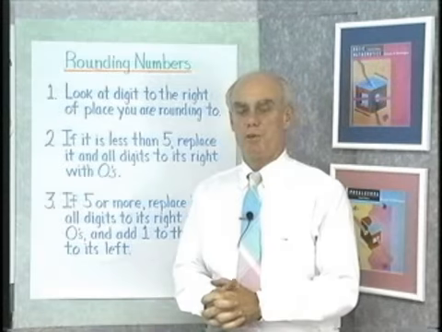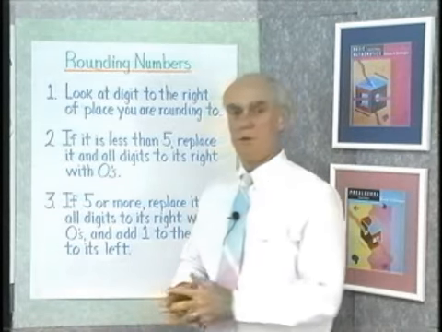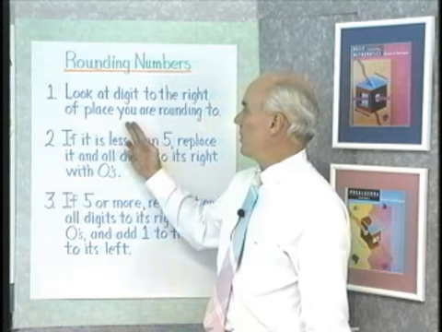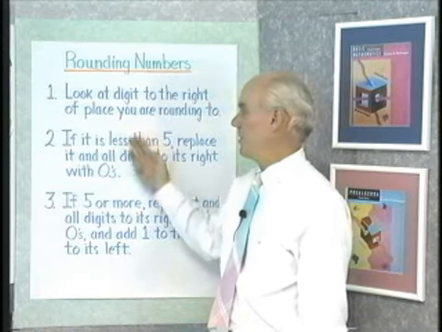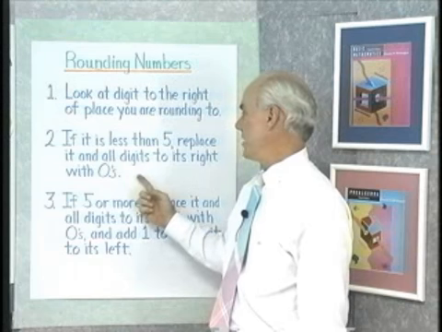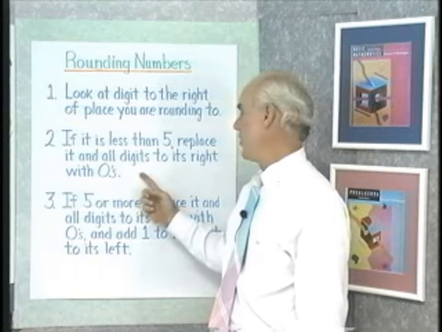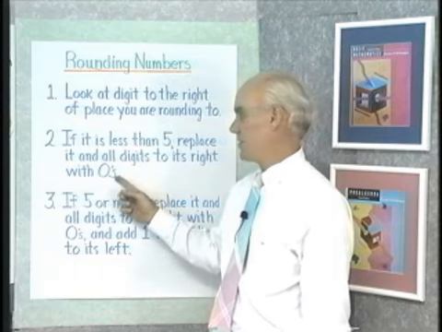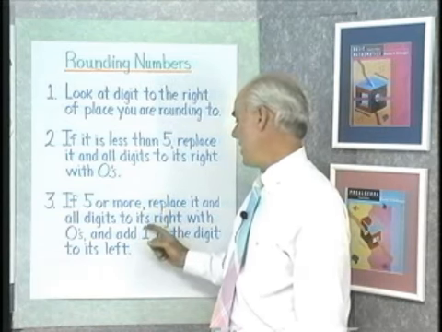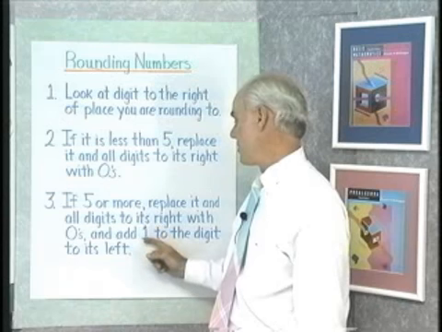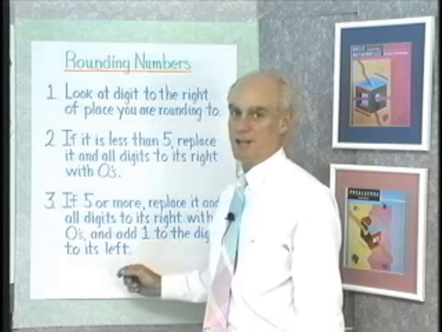In this section, we want to look at rounding numbers. I've written the rules for rounding over here on the board. Number one, we want to look at the digit to the right of the place we are rounding to. Number two, if that digit is less than 5, we replace it and all the digits to its right with zeros. On the other hand, if it's 5 or more, we replace it and all digits to its right with zeros, and we add 1 to the digit to its left.